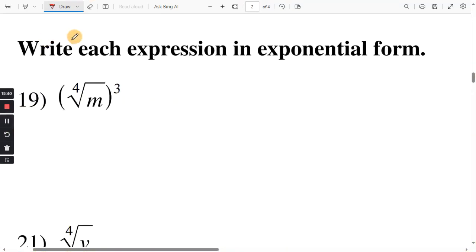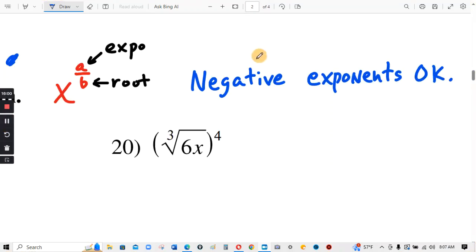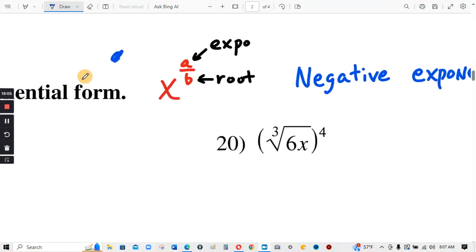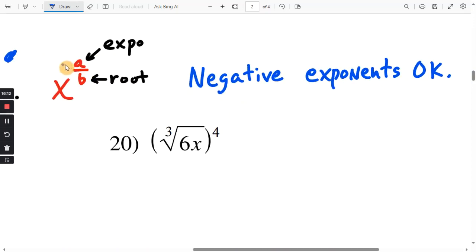All right, next section, we're going to exponential form once again. Exponential form is in this form, x to the power of a over b, but now negatives are okay. And that is for the exponent. I should say negative exponents are okay. All right, so negative exponents are okay, but we want it in the simplest exponential form. So it's going to be in this form, but the exponent might be a negative.